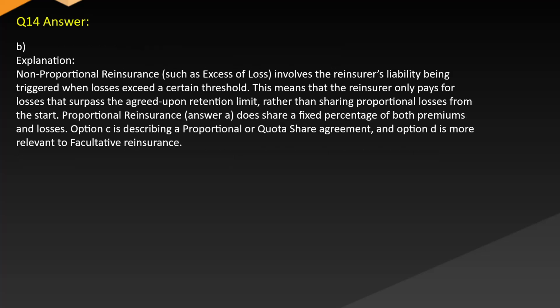Correct answer, B. Explanation. Non-proportional reinsurance, such as excess of loss, involves the reinsurer's liability being triggered when losses exceed a certain threshold. This means that the reinsurer only pays for losses that surpass the agreed-upon retention limit, rather than sharing proportional losses from the start. Proportional reinsurance, answer A, does share a fixed percentage of both premiums and losses. Option C is describing a proportional or quota share agreement, and option D is more relevant to facultative reinsurance.